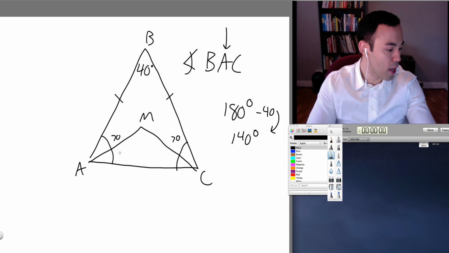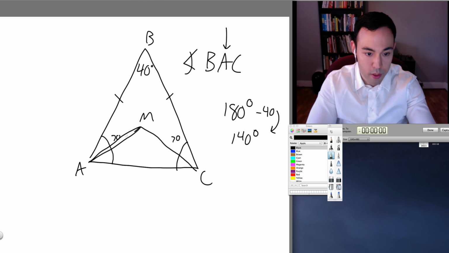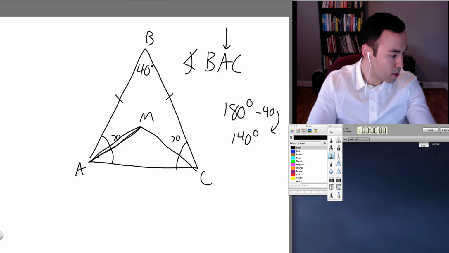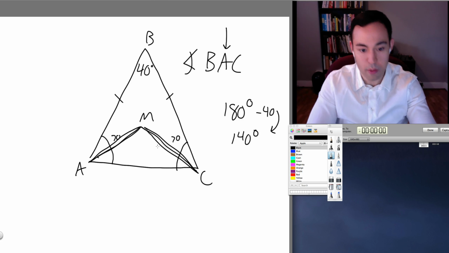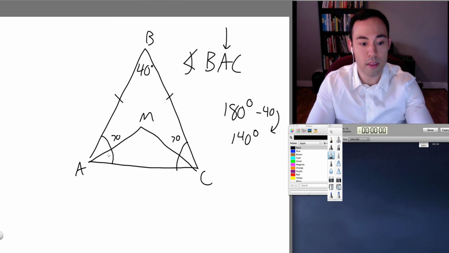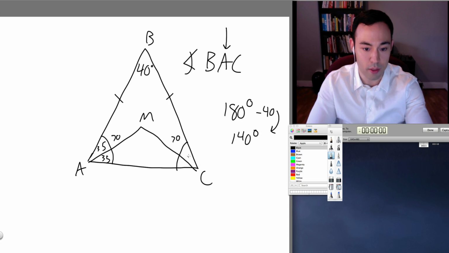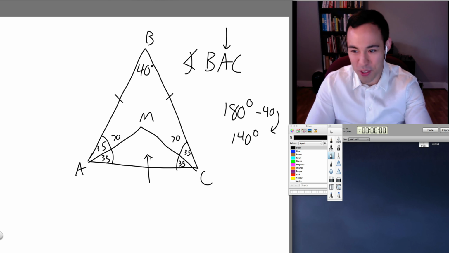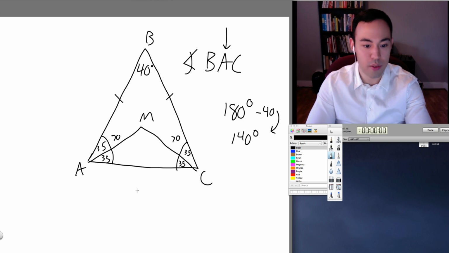And now we've got this fancy word, angle bisectors. AM here and CM are both angle bisectors. That's just a fancy way of saying it cuts these angles in half. So this is a 35, and that's a 35, because 70 divided by 2 is 35. So now we have two angles of this interior, smaller triangle, and 35 plus 35 equals 70.